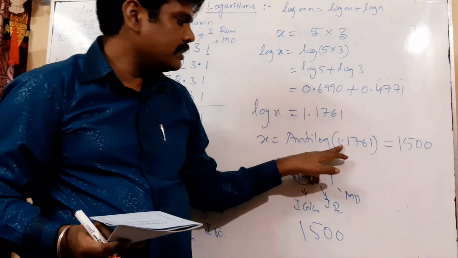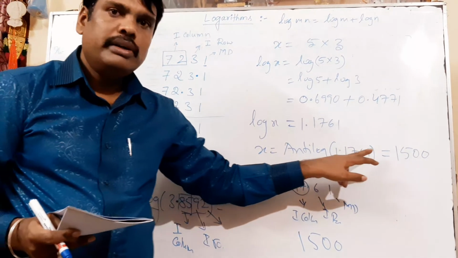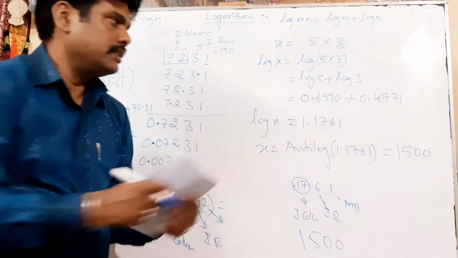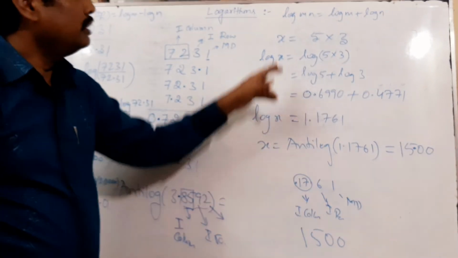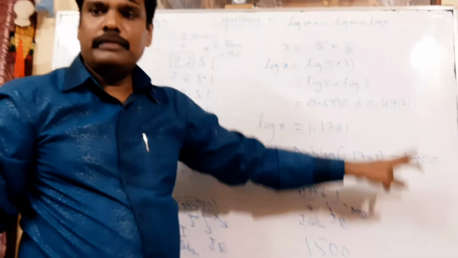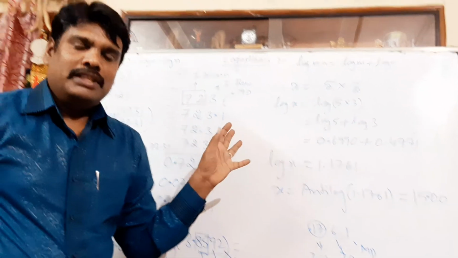So what is the characteristic? 1. You have to add 1. So it means you have to place the decimal after 2 digits. 1, 2. So it is 15.00. What is the multiplication of 5 into 3? 15. I hope you understand what is the use of these logarithms.